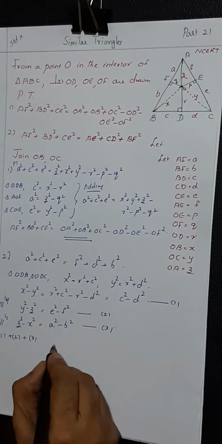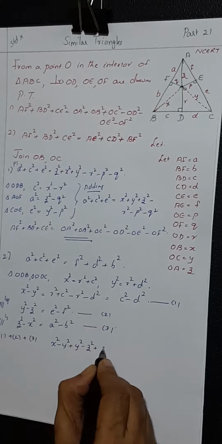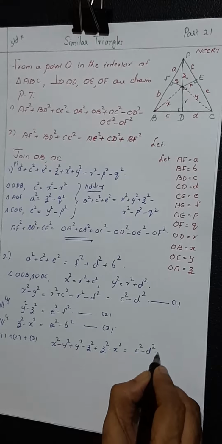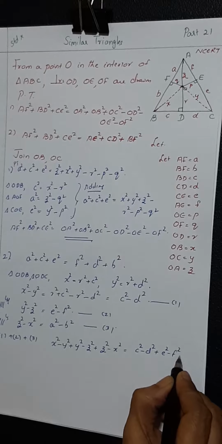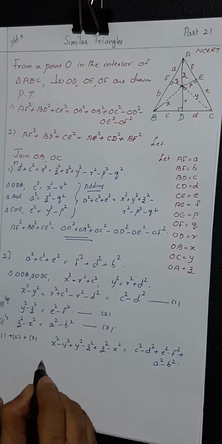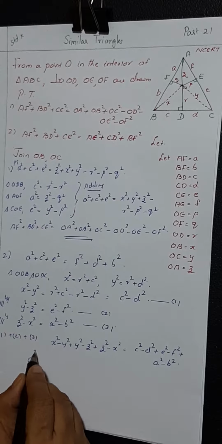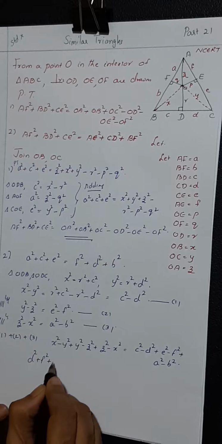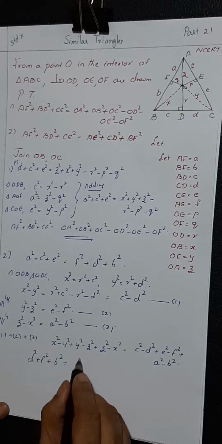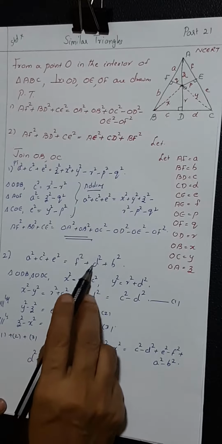So we will get x squared minus y squared plus y squared minus z squared plus z squared minus x squared is equal to c squared minus d squared plus e squared minus f squared plus a squared minus b squared. Here everything will get cancelled, so you get 0 is equal to. Now let us bring all the negatives to one side. So d squared plus f squared plus b squared is equal to c squared plus e squared plus a squared. So that is what we have to prove.